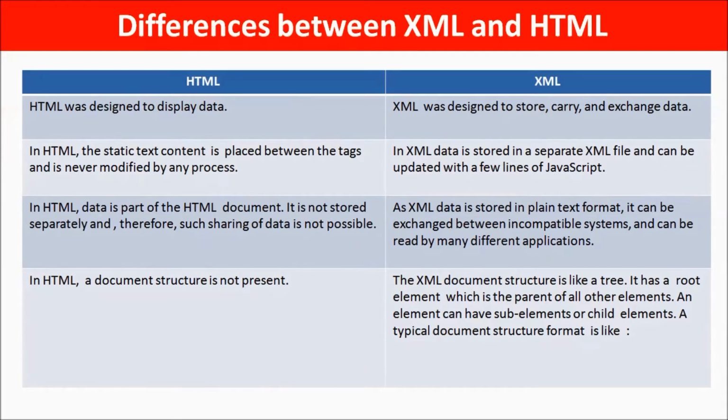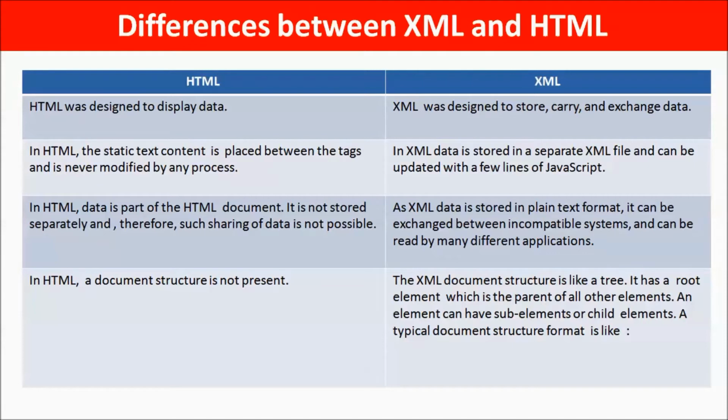Next, in HTML, the static text content is placed between the tags and is never modified by any process. On the other hand, in XML, data is stored in a separate XML file and can be updated with a few lines of JavaScript. That means in HTML the content is static and is not modified by any other process. But in XML, data is stored in a separate file and it can be modified. It can be updated with the help of other processes, like JavaScript.